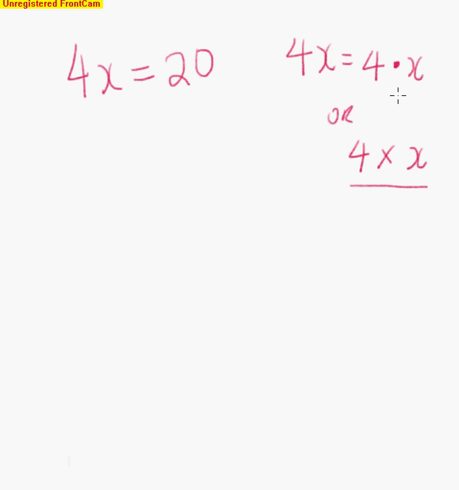4 times x is equal to 20. Now, when a number is written like this, such as 4, and a variable is right there beside it, it basically means 4 times x. Or in some cases, not everybody knows a dot, but it's still 4 times. Notice my x is italic, so it differentiates from the multiplying.